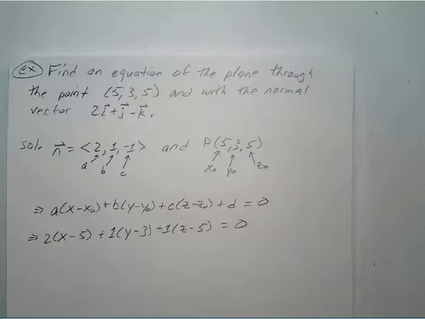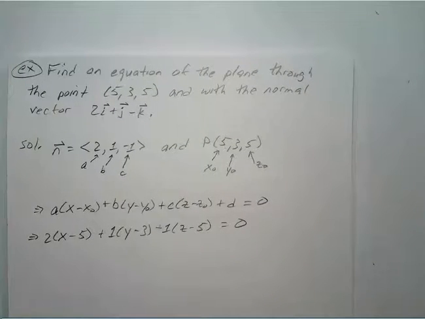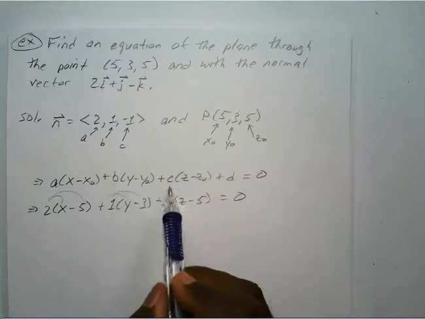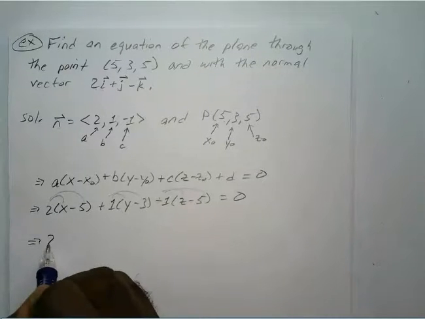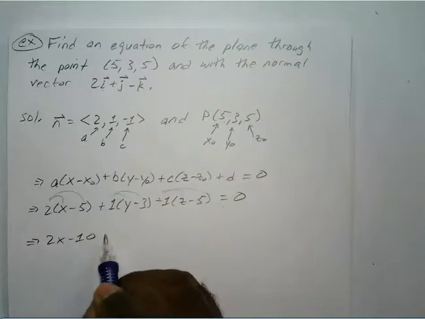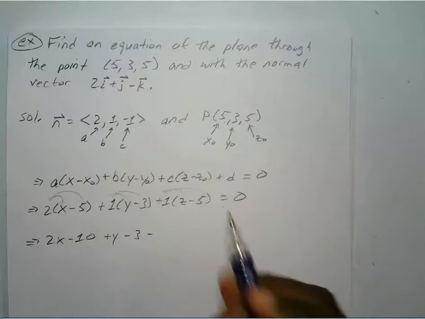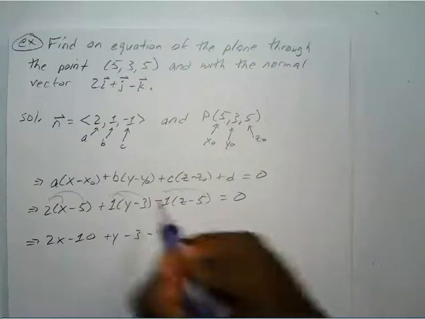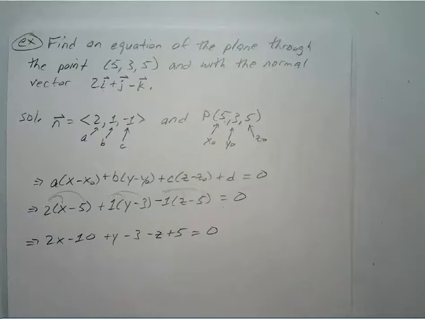Okay, now just a little heads up, some textbooks will take this as your answer, but if it's not the answer they're looking for, you just go ahead and distribute our a, b, and c value. So we end up with 2x minus 10 plus y minus 3 plus z, oh, that should be minus 1. I make that a little clearer, almost made that error. Minus z plus 5 equals 0.